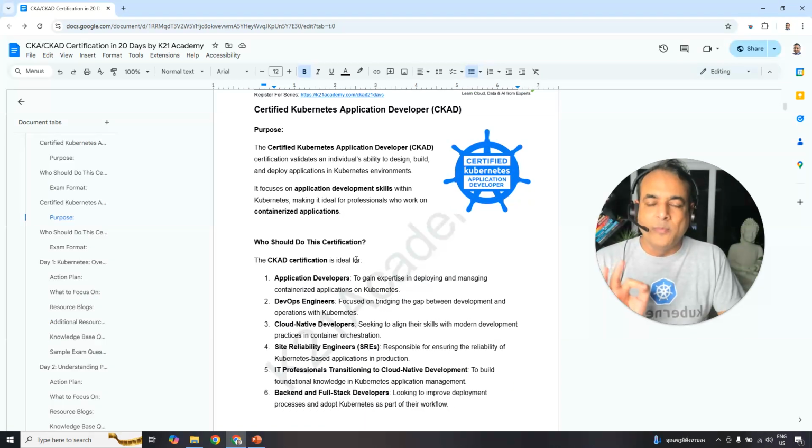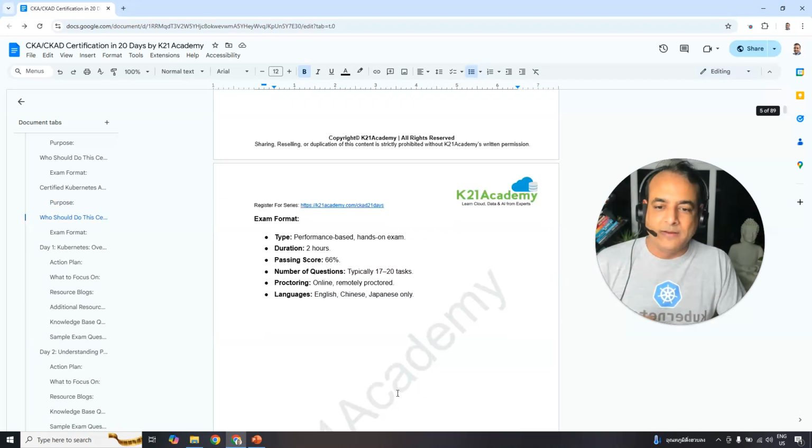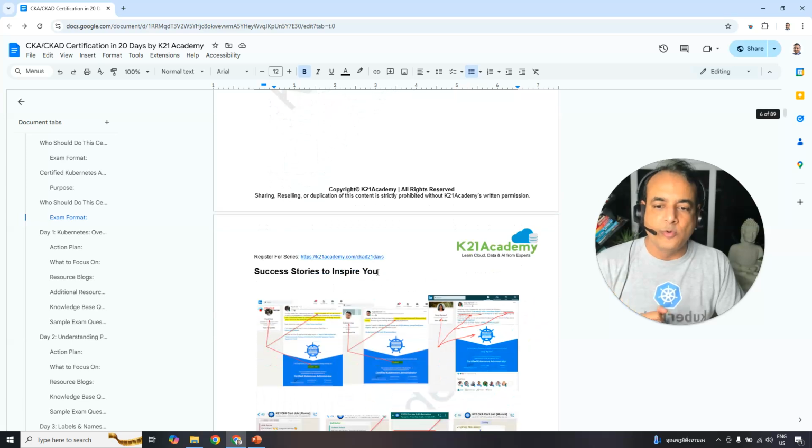Same for the Certified Kubernetes Application Developer. It's more for development skills. This is ideal for someone who's an application developer, DevOps engineer, cloud native developer, SRE, or anyone transitioning into cloud native development, or if you work as a backend or full stack developer, and so on. These are also becoming important if you're working on MLOps, machine learning, and AI deployments, because that's where a lot of these deployments are. Same thing here as well: hands-on, 2 hours, 66% to clear, and there are typically 17 to 20 tasks you're given, some small, some bigger. We're going to talk about the exam presentation later.